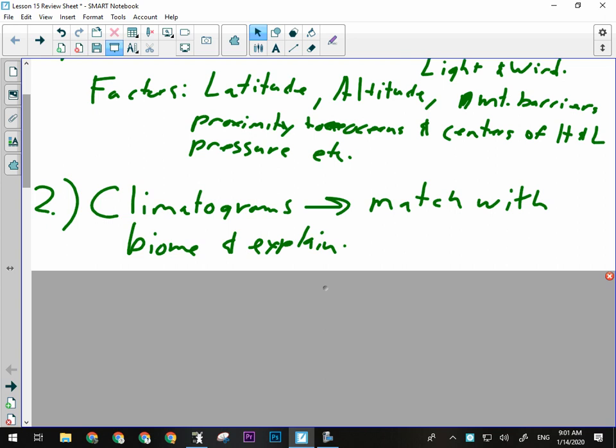So I'm looking for more than "Savannah because it's hot." If you write that, even if Savannah's right, you're still going to get like 2 out of 5 if you're lucky. What I'm going to be looking for in there is evidence that you were able to interpret the climatogram.